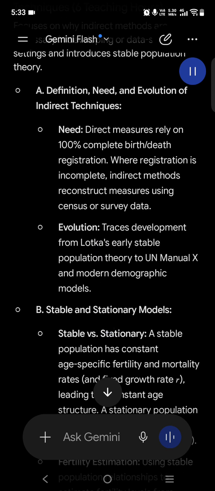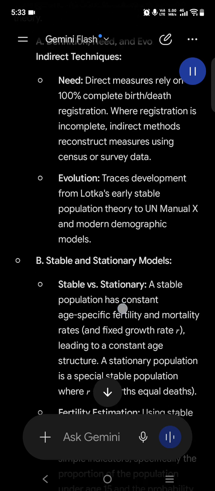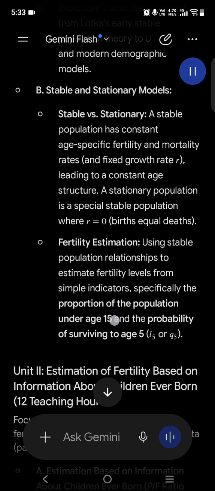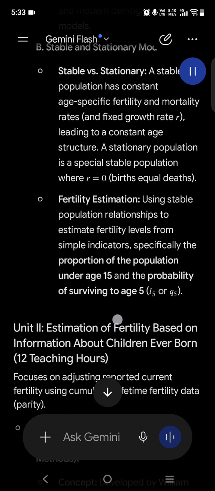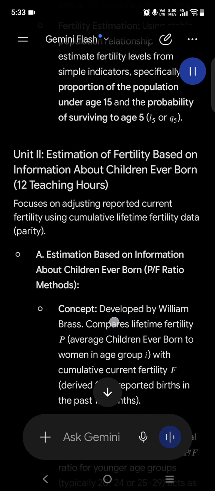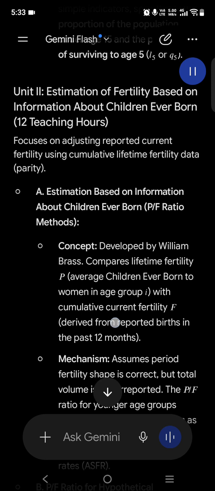Course overview and structural framework. Core focus: moving beyond basic direct rates like crude birth rate or crude death rate into model-based estimations, demographic dynamics, and error correction models. Core approach: each method evaluates 4 specific criteria.